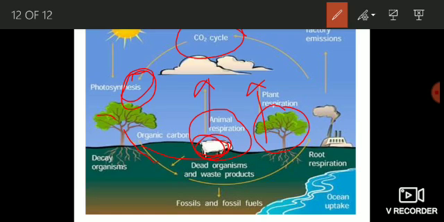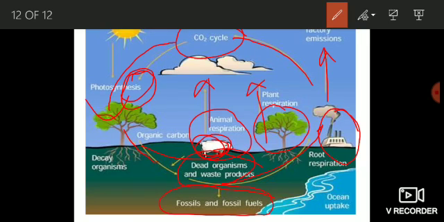Okay, and one more process is you are having dead remains of plants and animals, and these dead remains of plants and animals get decomposed and they release carbon dioxide back to the atmosphere. And one more important process is you are having combustion of fossil fuels. Okay, and these fossil fuels are burnt in industries and they also release carbon dioxide back to the atmosphere. Okay, and once the carbon dioxide gets back to the atmosphere, the carbon dioxide can be fixed by the plants again, and this cycle continues. Okay, and the cycle goes on, and this is all about carbon cycle.